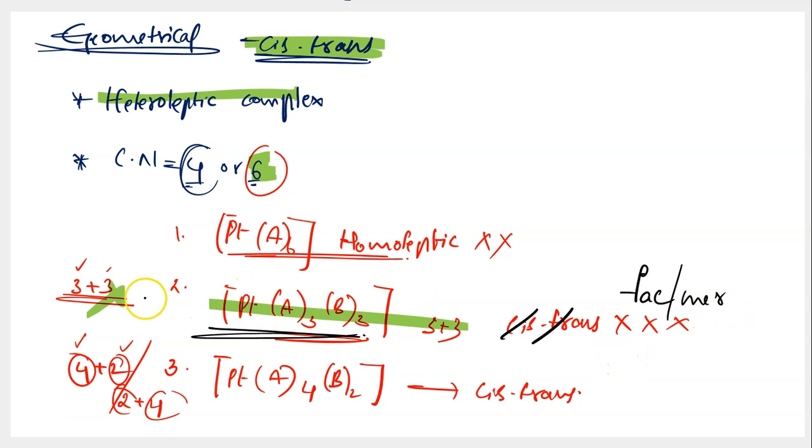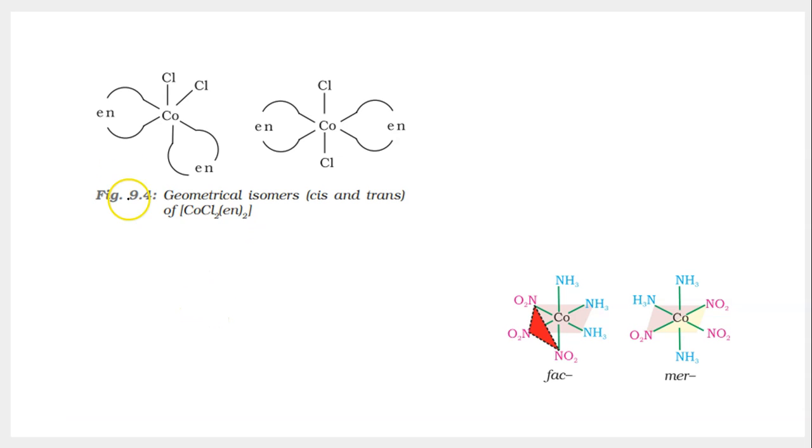So this combination, when you have a coordination number 6 in a heteroleptic complex and 3 ligands of same type and 3 ligands of other type exist, when you see this 3 plus 3 combination, cis-trans geometrical isomerism doesn't exist, but Fachmer isomerism does exist. Let us observe that Fachmer isomerism over here.